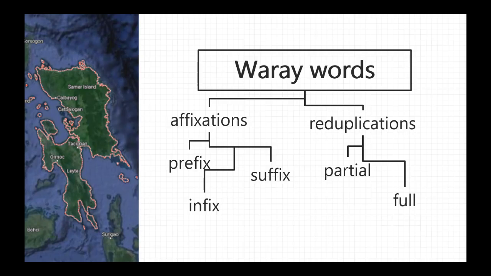The Waray language uses affixes added to the root or stem to form a new word. These include prefixes, infixes, and suffixes. Another way of forming Waray words is through reduplication, the repetition of certain syllables of a root, or of the root itself: partial and full reduplication. The WING algorithm was created using this.